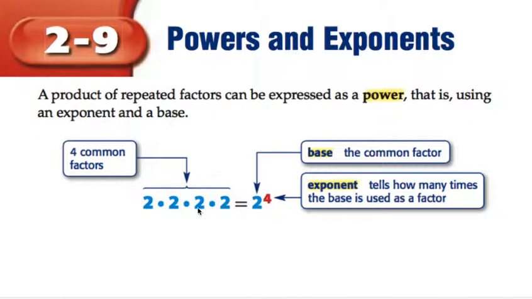Okay, so the base is just a repeated number that's being multiplied together. So 2 in this example is a factor, or the number that's being multiplied by itself. The exponent tells us how many times that number is multiplied by itself. Okay, so 2 times 2 times 2 times 2 can be written as 2 to the fourth power. Okay, we also call that a power. That exponent is also called a power.